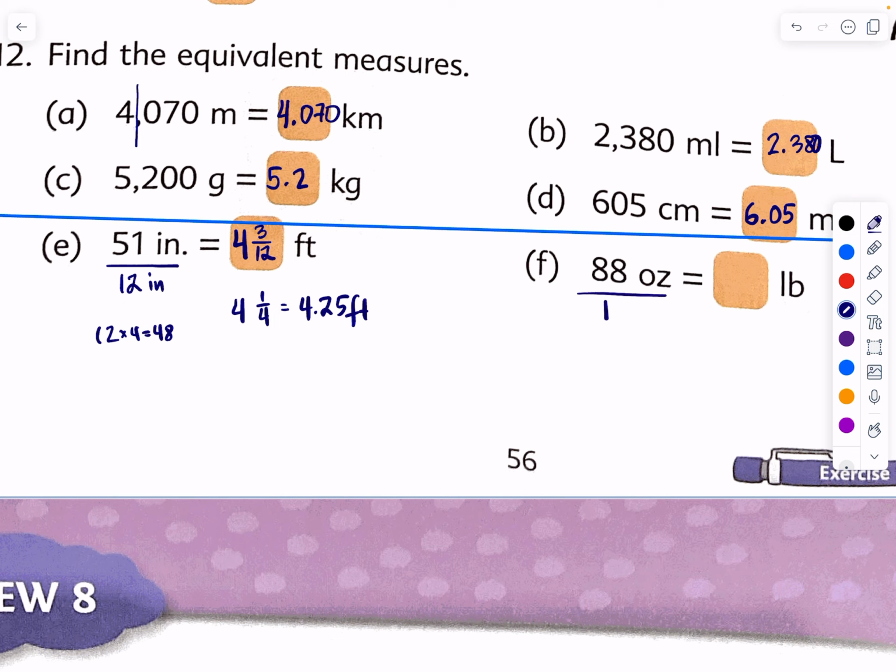Now, 88 ounces. Well, out of 16 ounces, right? Let's see. Well, 16 times 5, that is 80. So we will have 5 whole pounds and then 8 out of 16 remaining, which is 5.5 pounds. So we can say 88 ounces is 5.5 pounds.